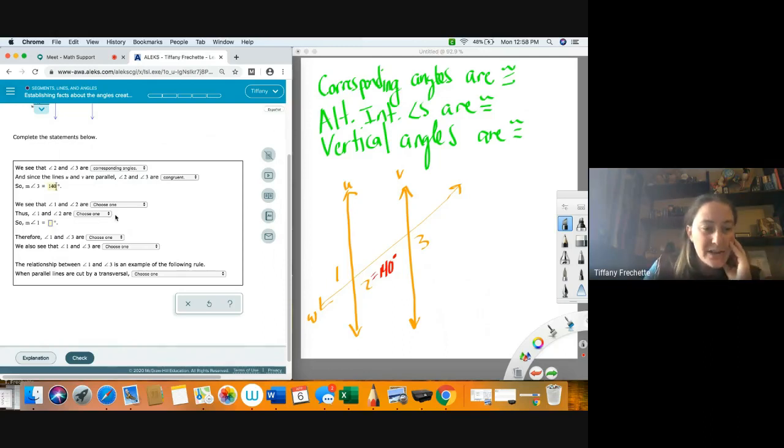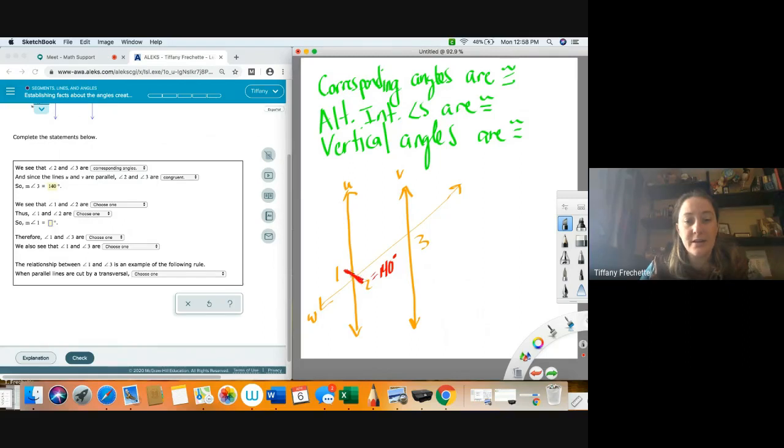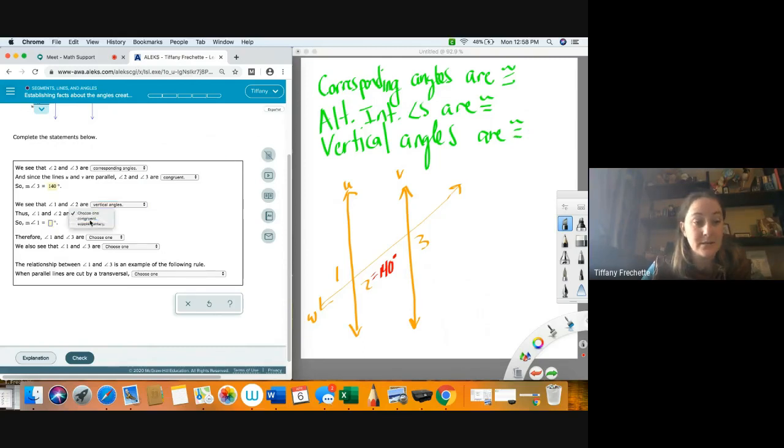All right, so we see that angle 1 and 2 are something. We already talked about this because we went through the list. So these are across from each other like this, which makes them vertical angles. As soon as you can cross the vertex like that, that makes them vertical angles. So we're going to choose vertical angle. And we know from our list over here, vertical angles are also congruent, which means that 1 is also 140 degrees. All right, so now we want to look at 1 and 3.